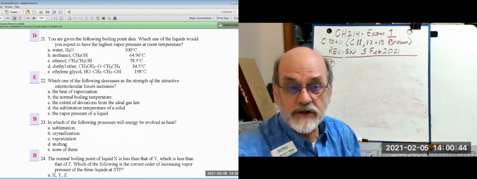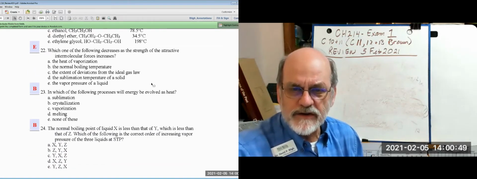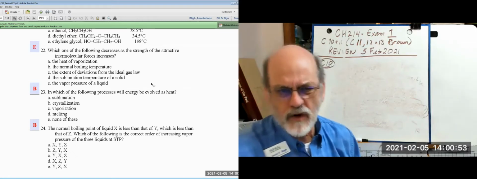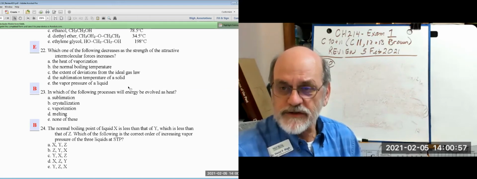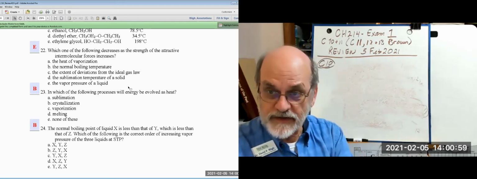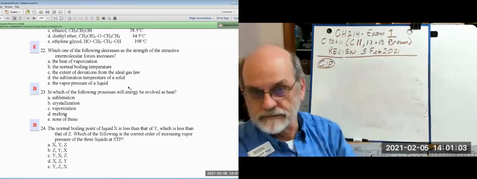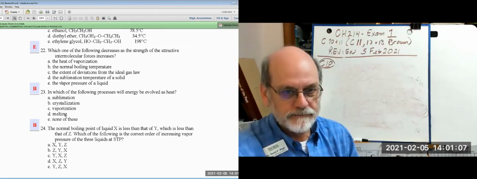Okay, 22. Which one of the following decreases as the strength of the attractive intermolecular forces increase? Well, I've already answered that question, didn't I? The vapor pressure. You increase the strength of the forces in the liquid, you impede evaporation, which is an expression of vapor pressure.